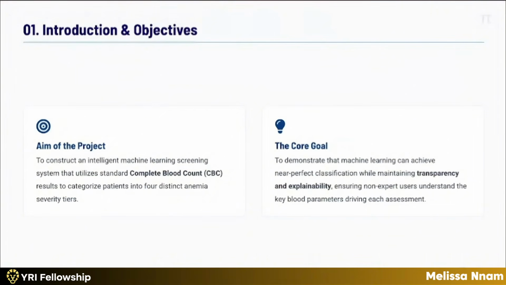The aim of the project here is to construct an intelligent machine learning screening system that utilizes the standard complete blood count results to categorize patients into 4 distinct anemia severity tiers. The core goal is to demonstrate that machine learning can achieve near perfect classification while maintaining transparency and explainability, ensuring non-expert users understand the key blood parameters driving each assessment.